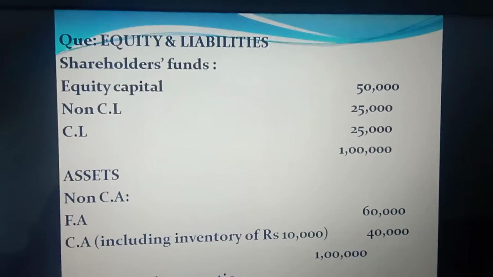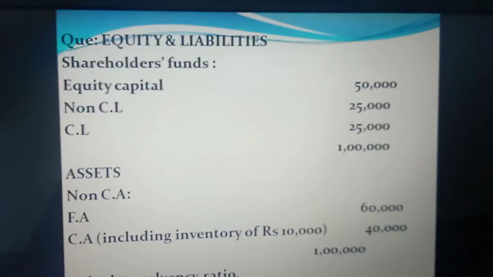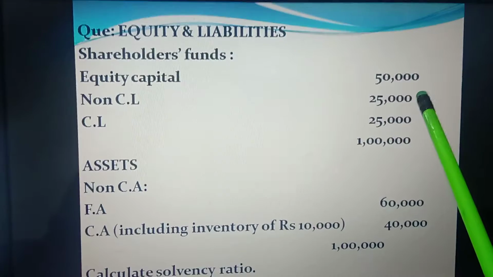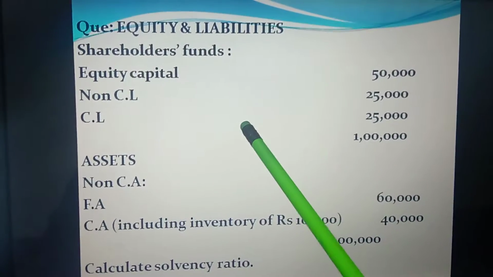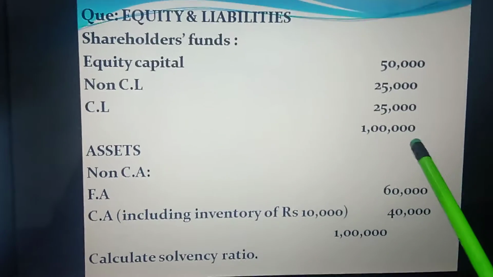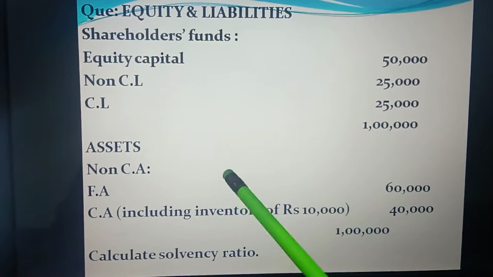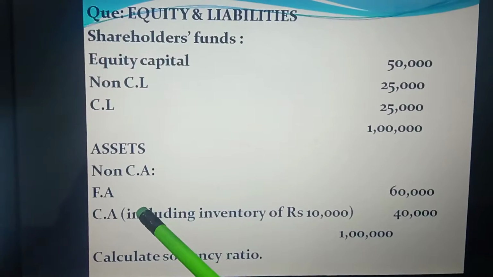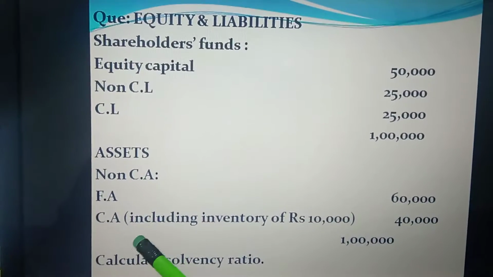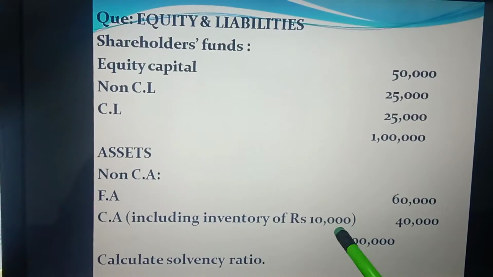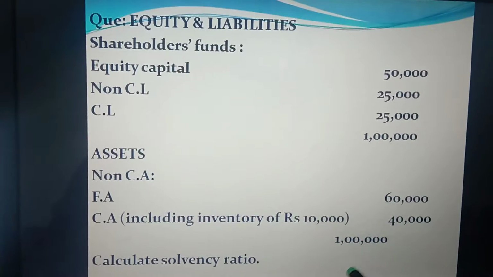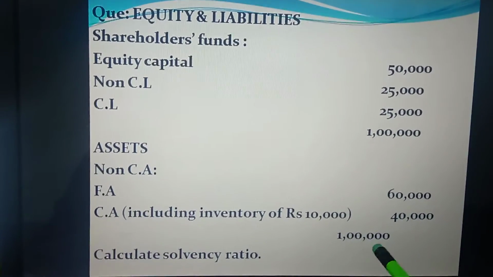Here you can take the example. As you can see, the balance sheet is given here, where shareholders' funds, the equity capital, is rupees 50,000, non-current liabilities 25,000, current liabilities 25,000. Total is rupees 1 lakh. Moving to assets, non-current assets, fixed assets, are rupees 60,000, current assets including inventory of rupees 10,000 total rupees 40,000. And again the total of assets is also 1 lakh.